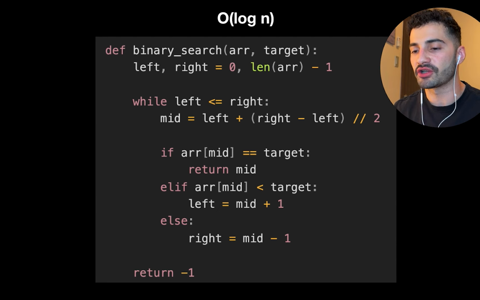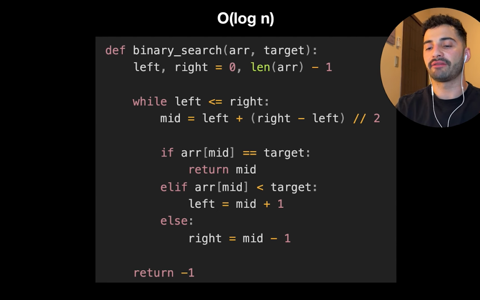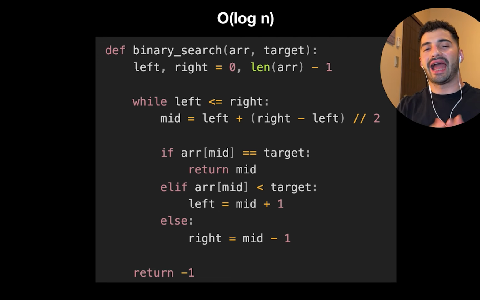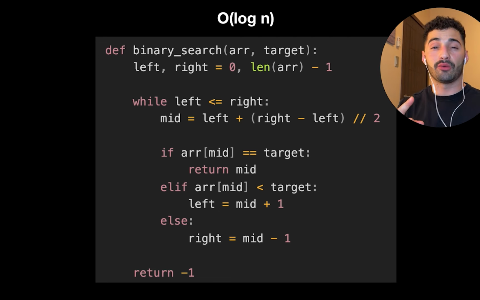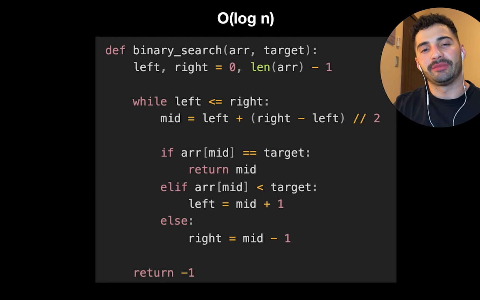This is a binary search function that tries to find an element in an array, and it does it by eliminating half of the operations for each iteration in the while loop. So since we're eliminating half of the possibilities, the number of operations that is done only increases by 1 each time the size of the input doubles, which makes this algorithm have a logarithmic time complexity.